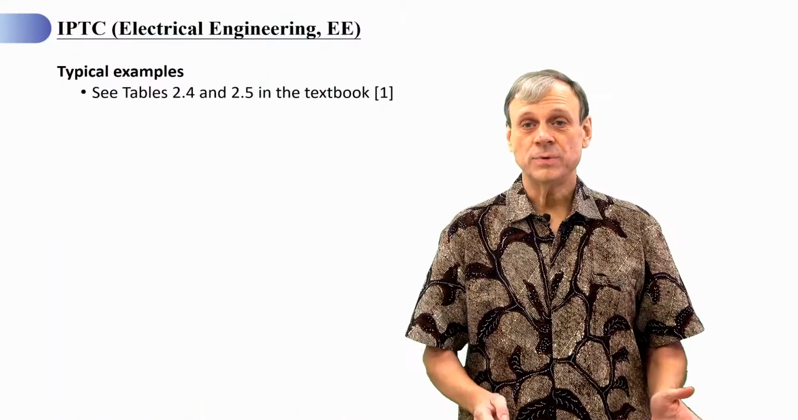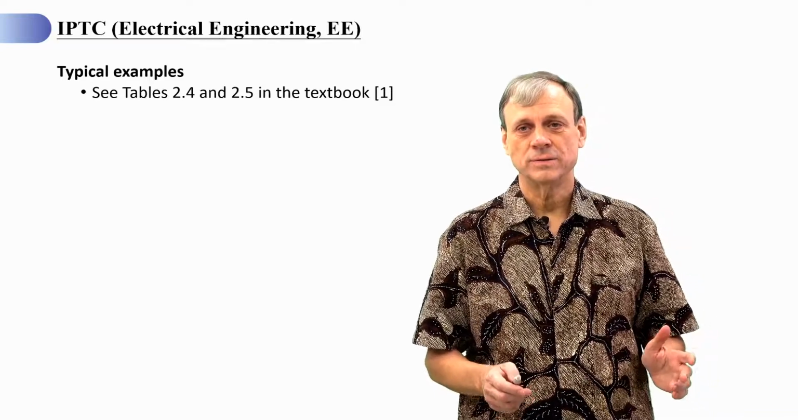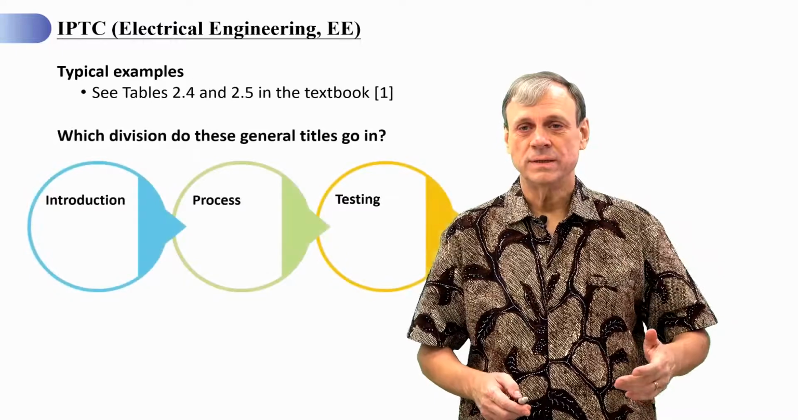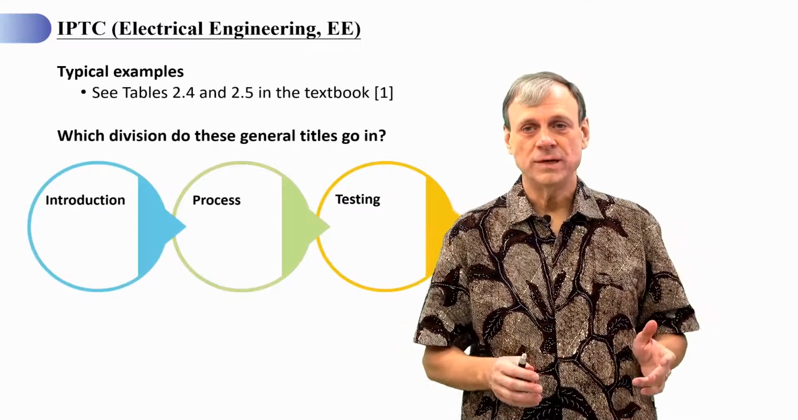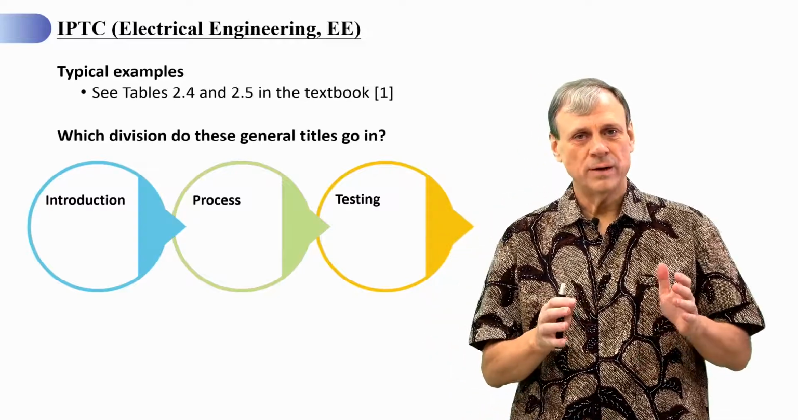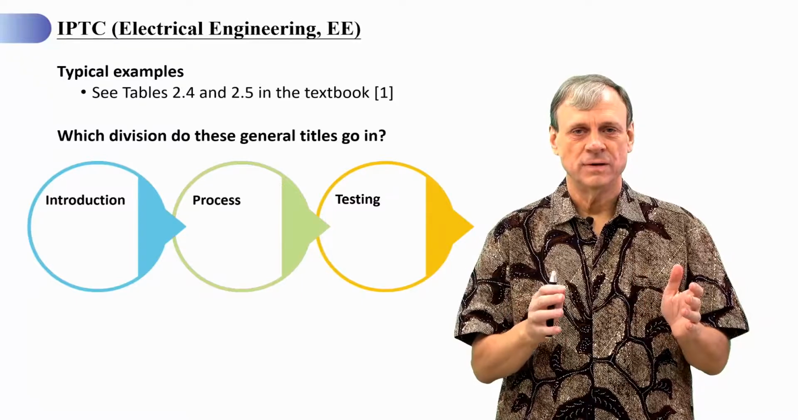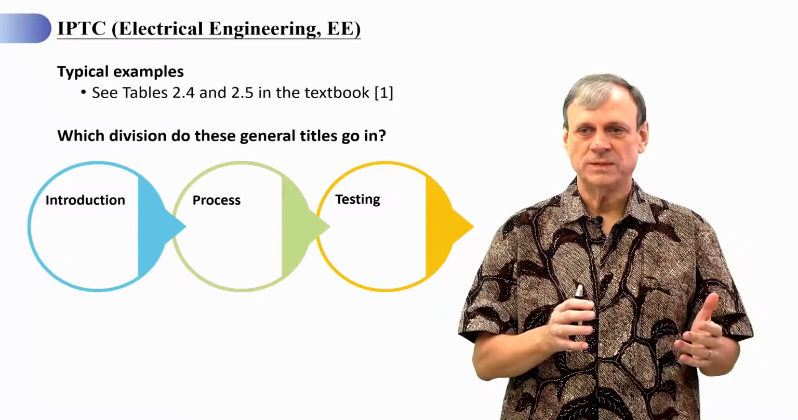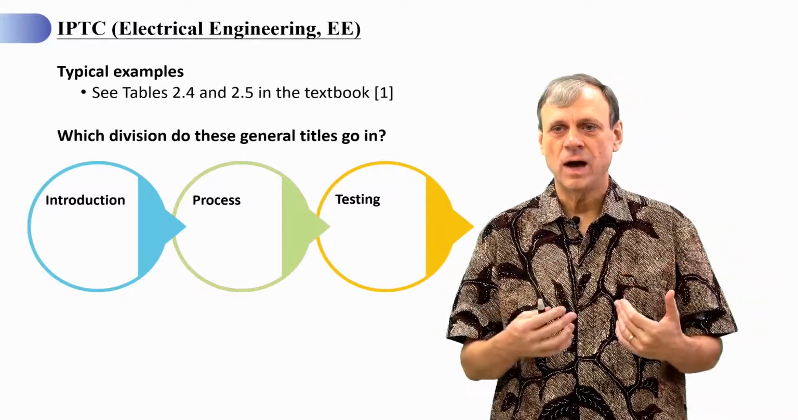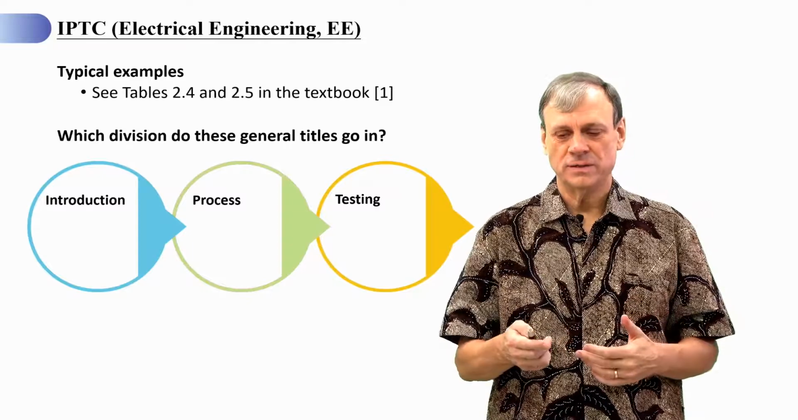Okay, in the textbook, you'll find 2 examples of typical engineering articles in electrical engineering. And as you look at these, you'll see that they have a number of general section titles. Now, what do I mean by general? Well, we've talked about the division titles matching the section titles. And we've talked about specific titles. But general titles are things that are common from one article to another, but they're not specific to the research.